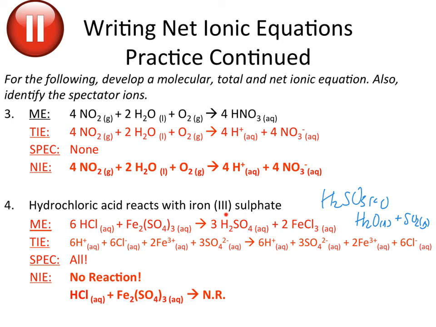So here we have sulfuric acid, which remains aqueous, and we have our iron 3 chloride, again aqueous. If we were to do our total ionic equation, we'd see that everything would be aqueous, all of them are spectator ions, and there would be no reaction. So if you figure that out right away, you could have just put NR over here, and then this would be nothing, nothing, nothing, nothing. So that's pretty much it.